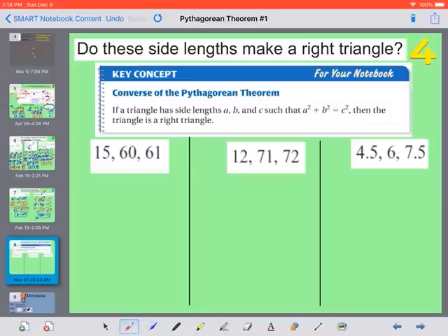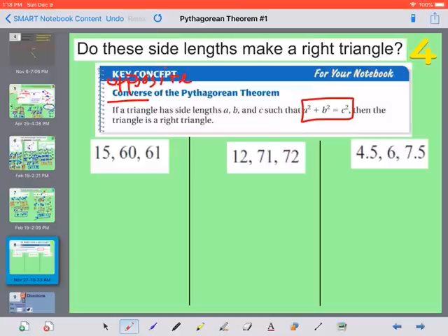Alright, our last slide here, it says, do these side lengths make a right triangle? So we know a squared plus b squared equals c squared. Now they're telling us the converse, not the shoes. Converse meaning the opposite. Oops. The opposite of the Pythagorean theorem.